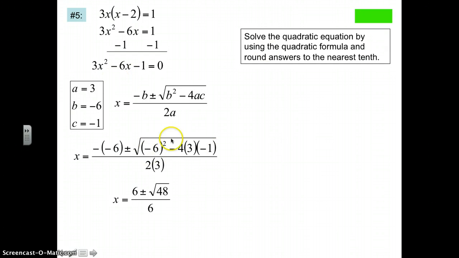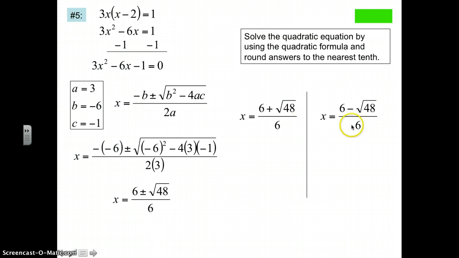Everything under my radical sign goes in the calculator. I get 6, because two negatives make a positive, plus or minus square root of 48 over 6. But I want it to the nearest tenth, so I have to split this up. 6 plus radical 48 over 6, or 6 minus radical 48 over 6. Put this in the calculator. The first one, I get 2.5.